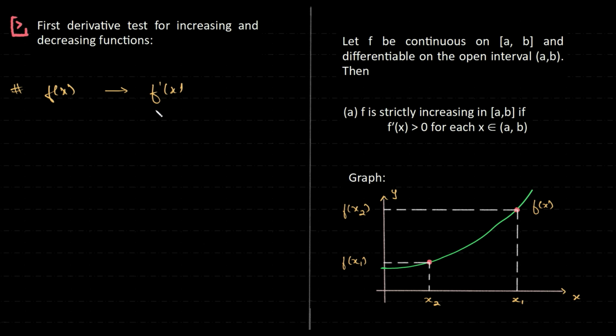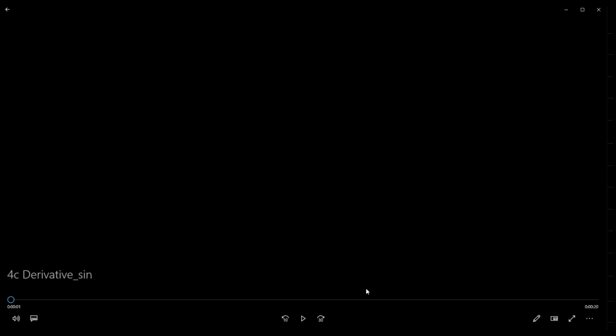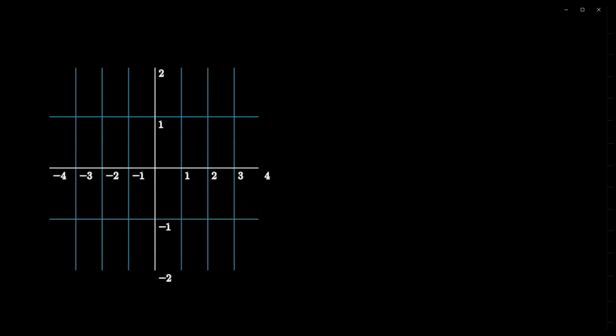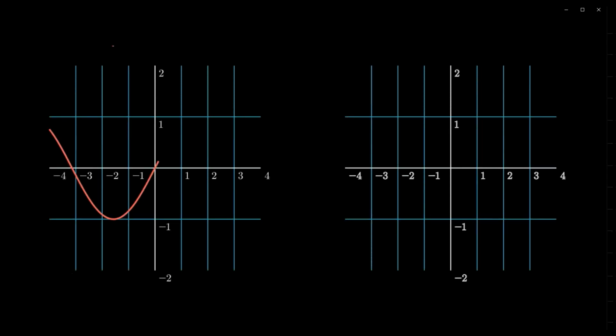Then, looking at the nature of f prime of x, whether it's greater than 0, equal to 0, or less than 0 for the given interval, we'll be able to decide if it is increasing, flat, or a decreasing function. So let me show this. You have seen this before. So this is the derivative of sine.